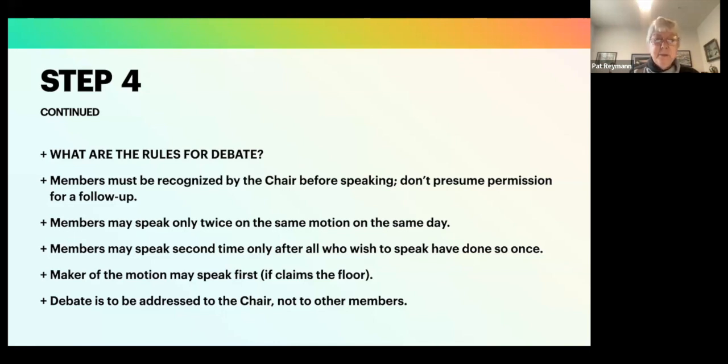The debate is to be addressed to the chair, not to other members. So don't go speaking back and forth between yourself and somebody who's on the opposite side from you. All remarks need to be addressed to the chair. And that kind of keeps the temperature down too, if there's something going on that's starting to get heated. If you're speaking to the chair and not directly to each other, people tend to be a little calmer about it.